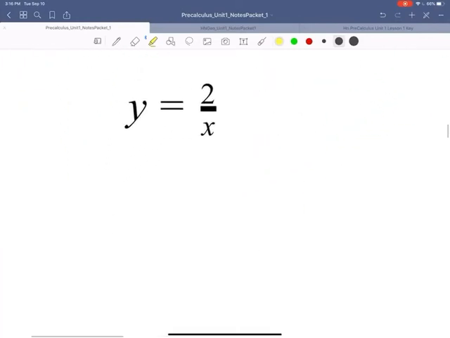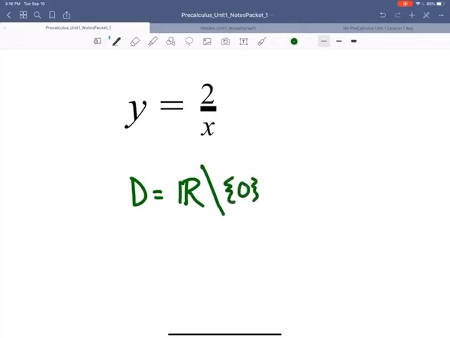Let's take a look at the function y equals 2 over x. So we know that dividing by 0 is not allowed, but we can divide 2 by any other number we want. So the domain of this function is all real numbers except for 0. This slash means except. This is called complement notation, so we're saying that this means all reals except the element 0.